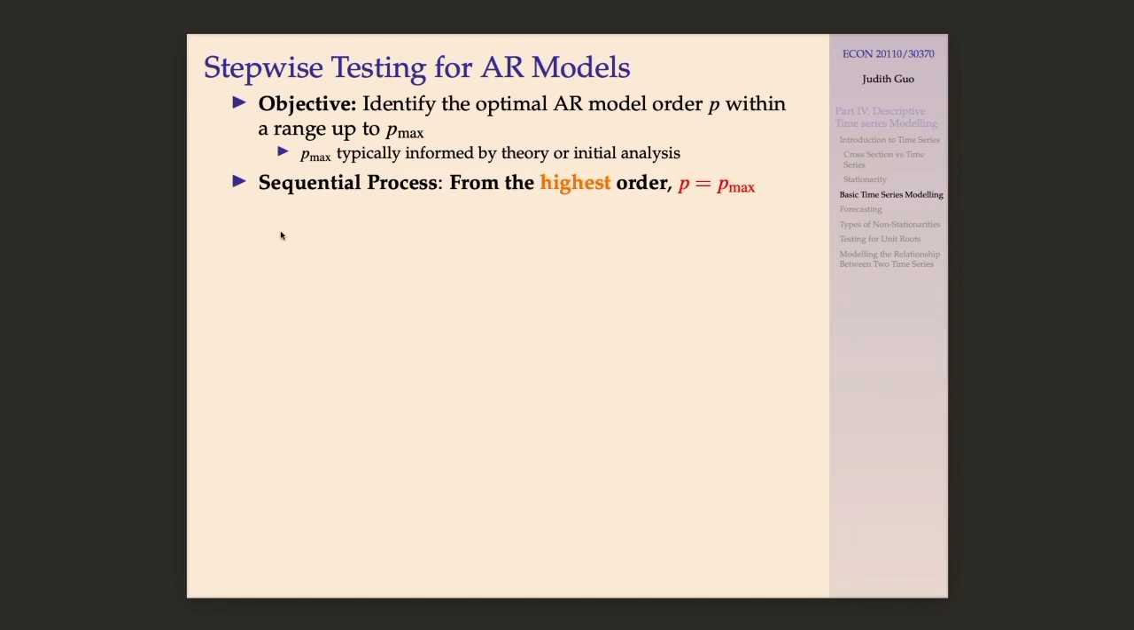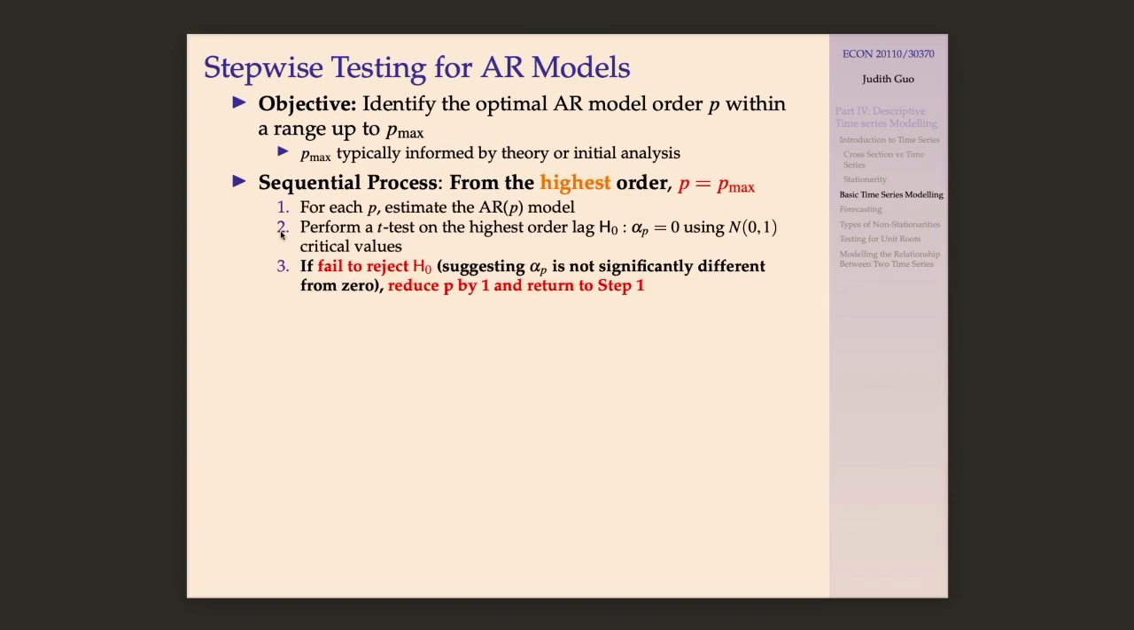We start from p-max. Suppose p-max is 6. We start from an AR6, estimating the AR6 model. What we're going to do is perform a hypothesis test on the slope coefficient for the 6th lag. So we're testing whether alpha 6 is equal to 0 using the standard normal critical values. If we fail to reject the null, which means that the last slope coefficient, alpha 6, is not statistically significant, then we will reduce p by 1. So 6 minus 1 becomes 5. We go back to step 1, which means for p being 5, we will re-estimate the AR5 model, and then we'll continue with a new test.